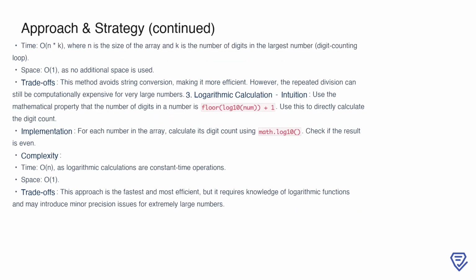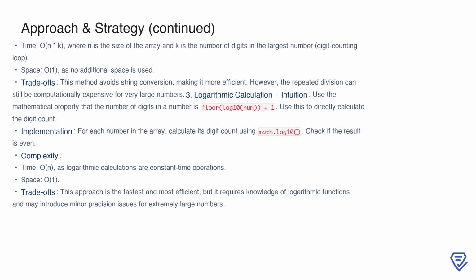Now, let's examine the mathematical approach in more detail. The time complexity remains O(n * k), where n is the size of the array and k is the number of digits in the largest number, as the digit counting loop iterates k times for each number. The space complexity, however, is reduced to O(1), since no additional data structures are needed. This makes it more efficient compared to the brute force method. However, repeated division still has its downsides, especially for numbers with many digits.